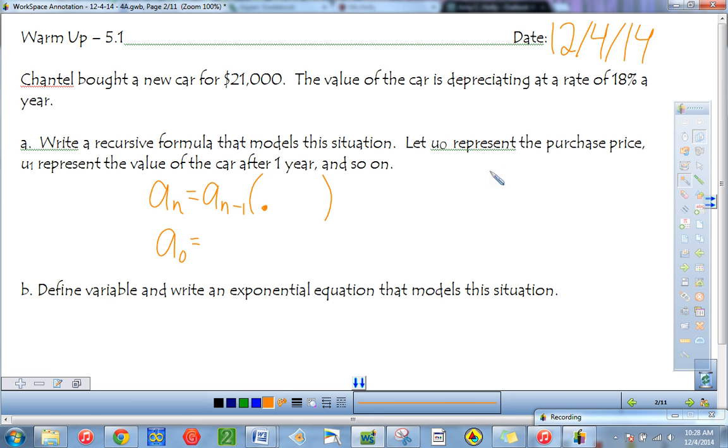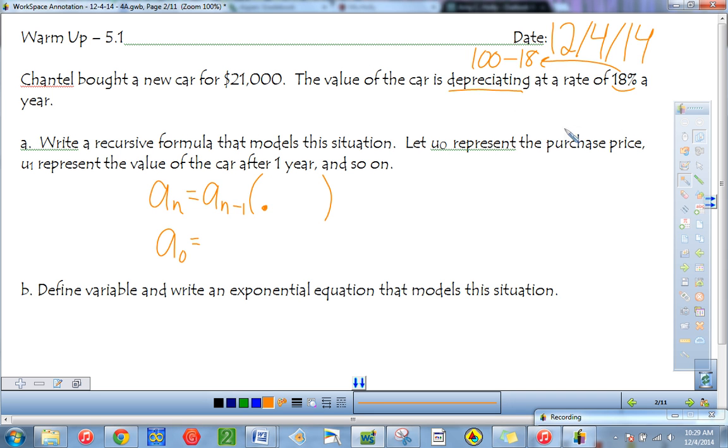Why do you do 100 minus 18? Because depreciating means it's going down. Very nice. So if it's going down 18%, you have to know your equation isn't that. Your equation is how much value it's maintaining. So you're going to learn today, you're either going to do 100 minus if it's going down, or if it's going up, you're going to do 100 plus.